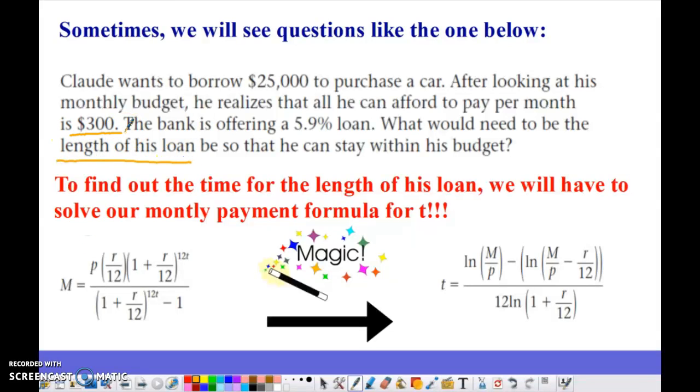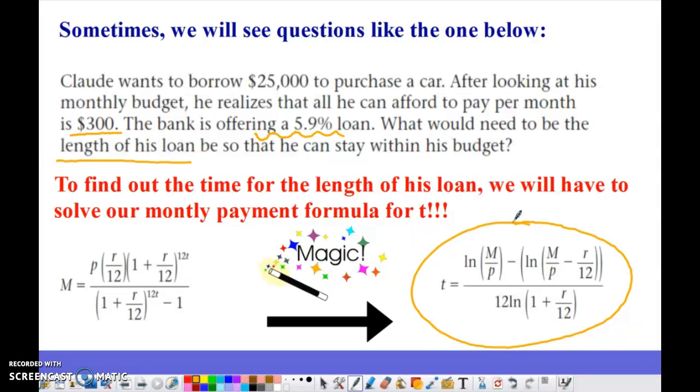So sometimes when we're picking out a loan, we got to think about, well, how much can I afford a month? What's the max I can afford? And it looks like for this person, for Claude, it's $300. So based on what he can afford, and based on the annual percentage rate that the bank is offering, that determines how long he has to pay on that loan. So sometimes we start off with how much we can afford, and then we figure out our loan length later. And in order to do that, we got to use our length of a loan formula, which is this right here.